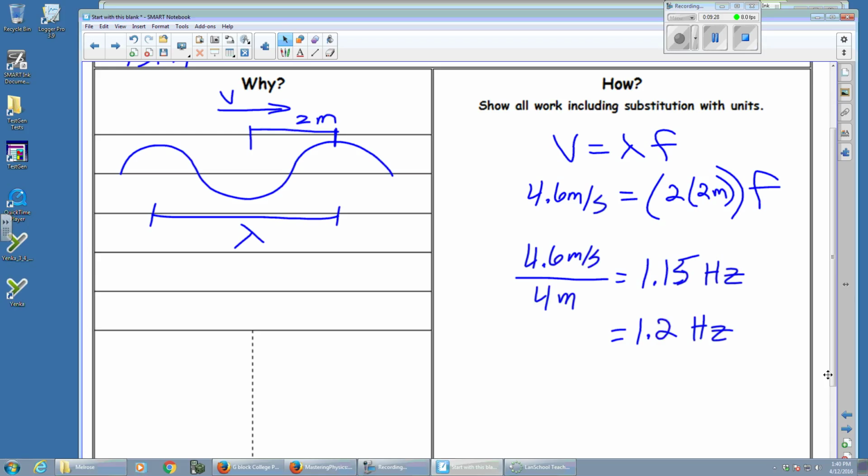Let me switch mine up here. Let's try this again. So let's say instead of 2 meters, they told me that this was 6 meters. So from crest to trough is 6 meters. How far in mine would it be from crest to trough to crest? 12. So what is your crest to trough? That's your wavelength.